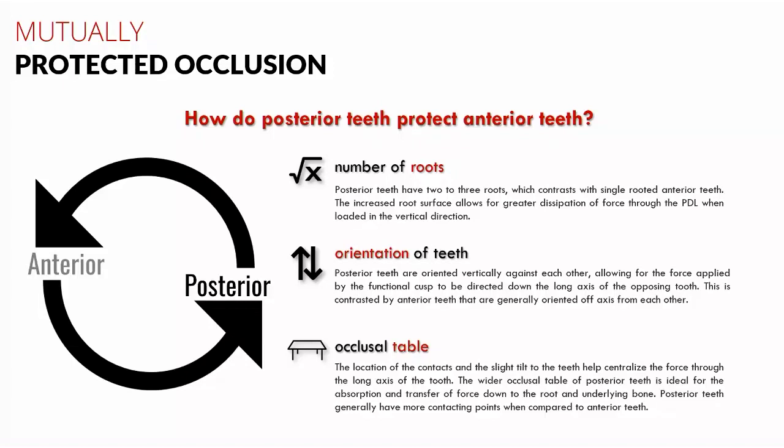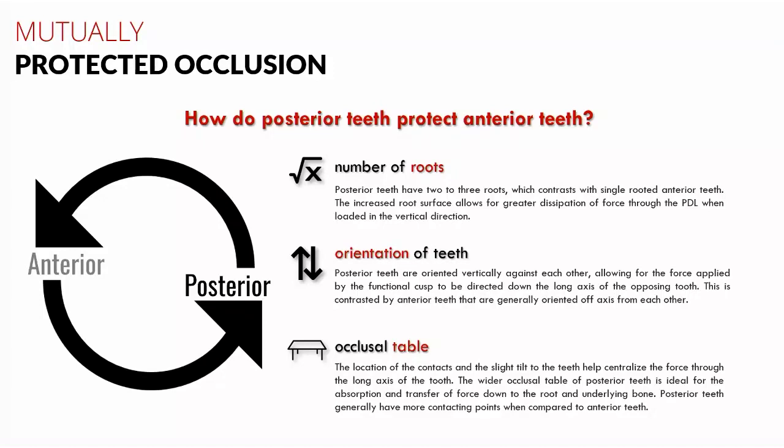So how do the posterior teeth protect anterior teeth? Well, number one, the number of roots. Posterior teeth have 2 to 3 roots, which contrasts with single-rooted anterior teeth. The increased root surface allows for greater dissipation of forces through the periodontal ligament when loaded in the vertical direction. Number 2, orientation of the teeth. The posterior teeth are oriented vertically against each other, allowing for the force applied by the functional cusps to be directed down the long axis of the opposing tooth.